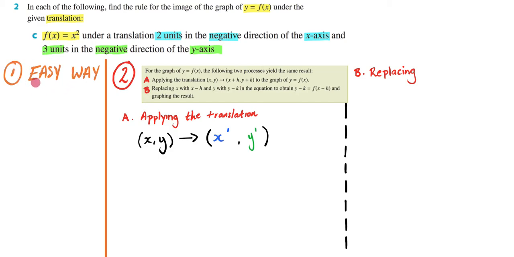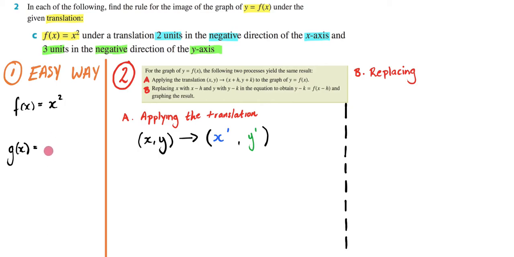All right, now to answer this question, we can go about it in 2 different ways. The first way I'm calling the easy way, and it's really just noticing the fact that we're dealing with f of x equals x squared, which is a parabola. And now we're going to be applying this translation to it. All this translation is moving 2 units left and 3 units down. So we're going to get a new function. Let's just call it g of x.